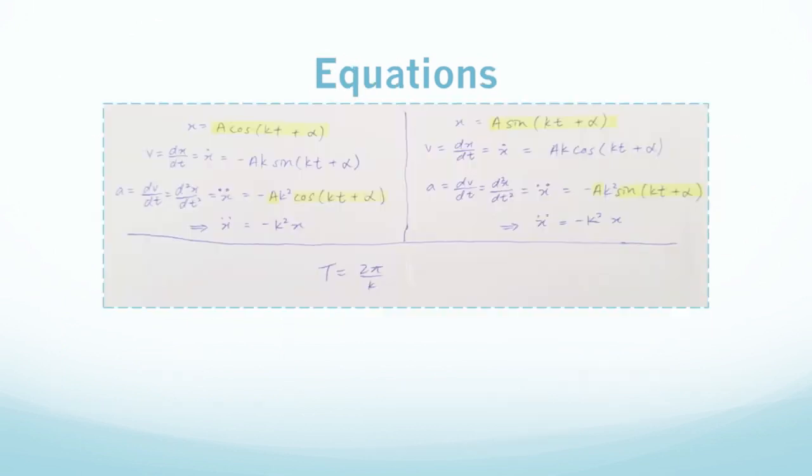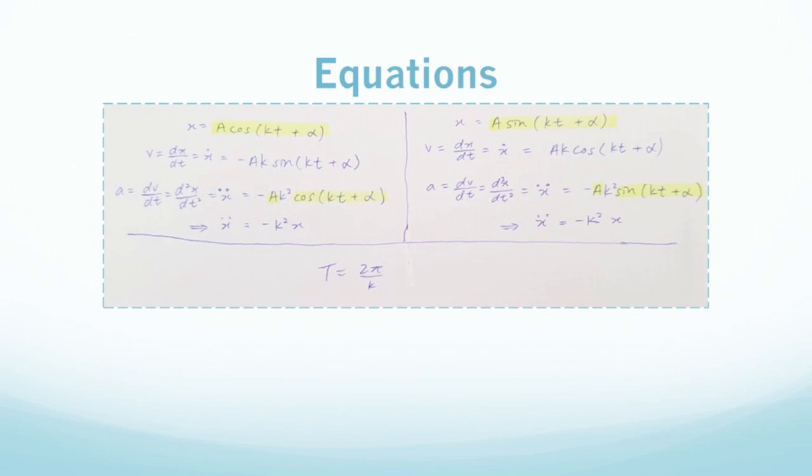Okay, about the equations, x is the displacement, which is a cos(kt + alpha). If we want to obtain velocity, we just have to differentiate displacement with respect to t, which is also called x dot, and we will get -ak sin(kt + alpha), and it is the same for acceleration. We just have to differentiate again.